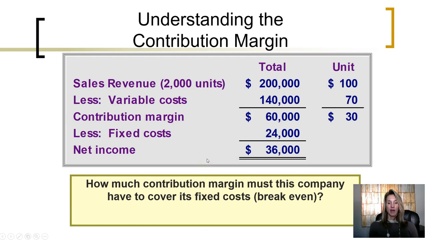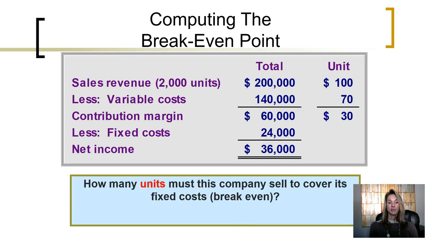So we can ask ourselves, how much contribution margin must this company have to cover its fixed costs? Well, we would need a contribution margin of $24,000 in order to cover their costs and just break even. Then the question becomes, how many units must this company sell to cover its fixed costs and break even? Well, if we take the $24,000 needed and divide by the contribution margin of $30 per unit, we would need 800 units sold to break even.